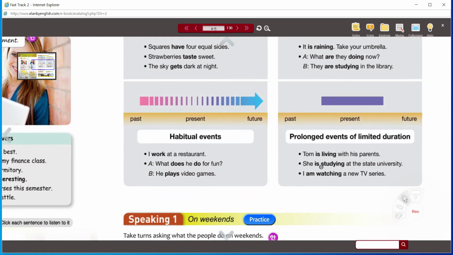But again, we also use it for things that are generally happening, things that are happening now, and will eventually stop. Okay, so it's a wider definition of the word now. So Tom is living with his parents. Okay? Eventually, he will stop living with his parents. Okay? She is studying at the state university. Okay, that's what she's doing these days. Not right now, but generally now. Eventually, she will graduate.